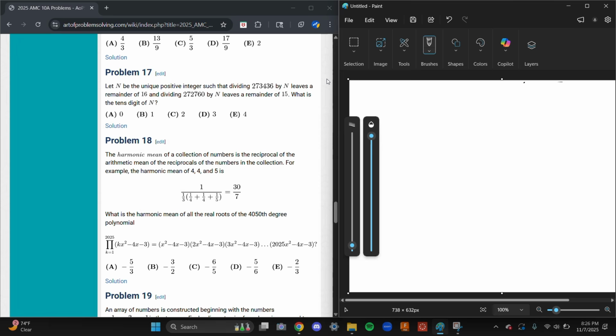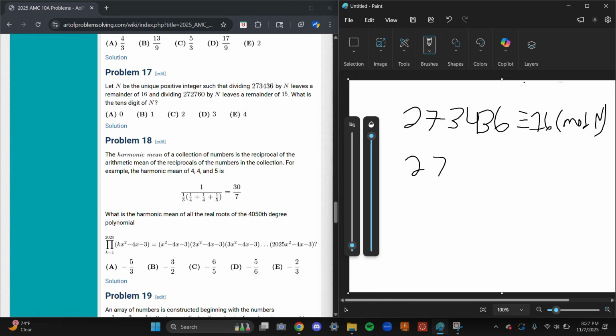Let n be the unique positive integer such that dividing 273,436 by n leaves a remainder of 16, and dividing 272,760 by n leaves a remainder of 15. And we're asked to find the tens digit of n. So we can write this as a mod equation. So 273,436 is congruent to 16 mod n, and 272,760 is congruent to 15 mod n.